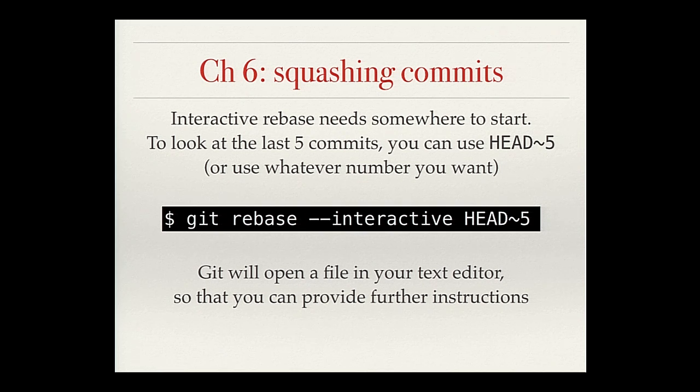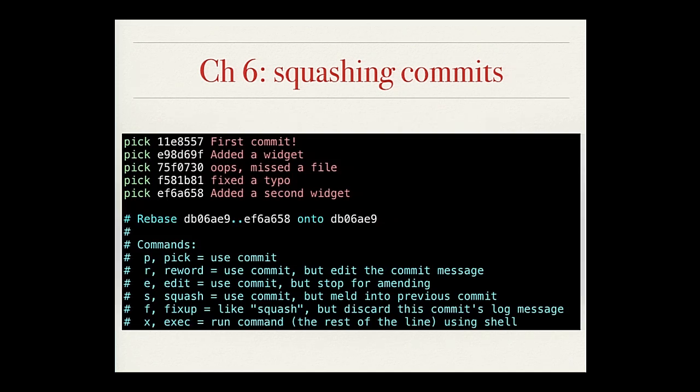It just refers to 5 commits back. Git is then going to open a file in your text editor and ask for further instructions. So this is what that file looks like. It's actually not really a file, it's more of a user interface. So you can see over here, there are the commits that you've requested. Down at the bottom, there's a list of instructions. And on the left side, there's a list of actions that you can take on each of those commits.